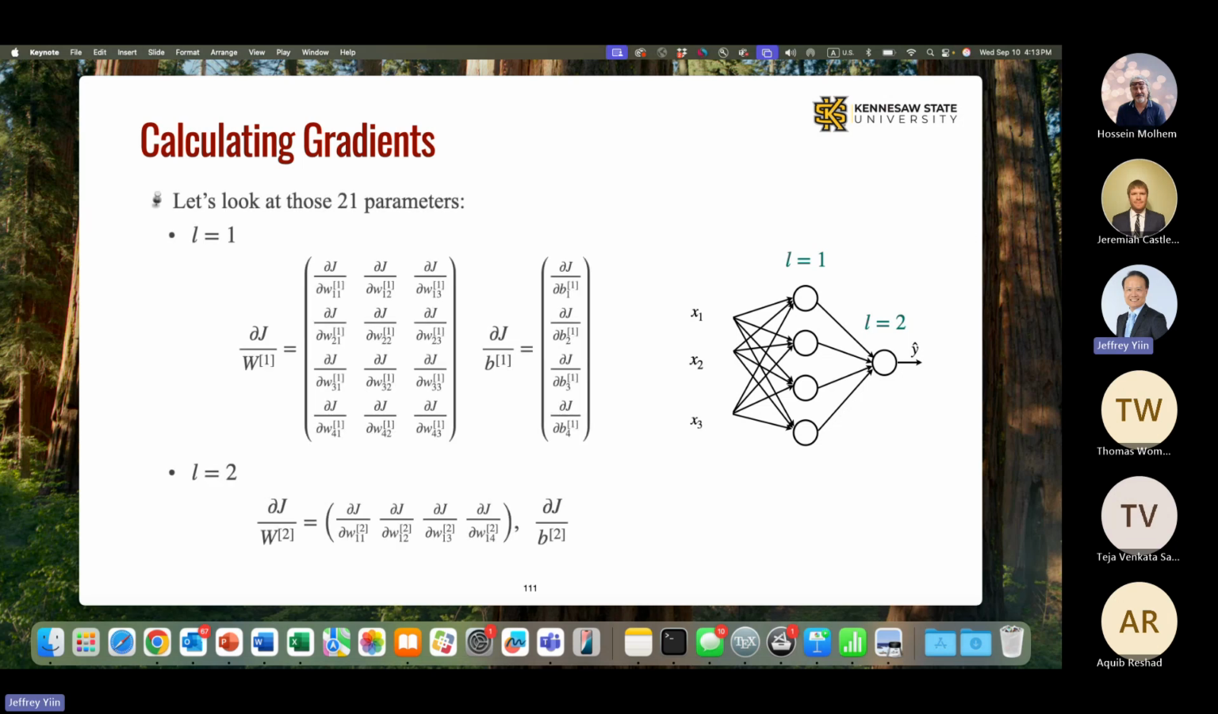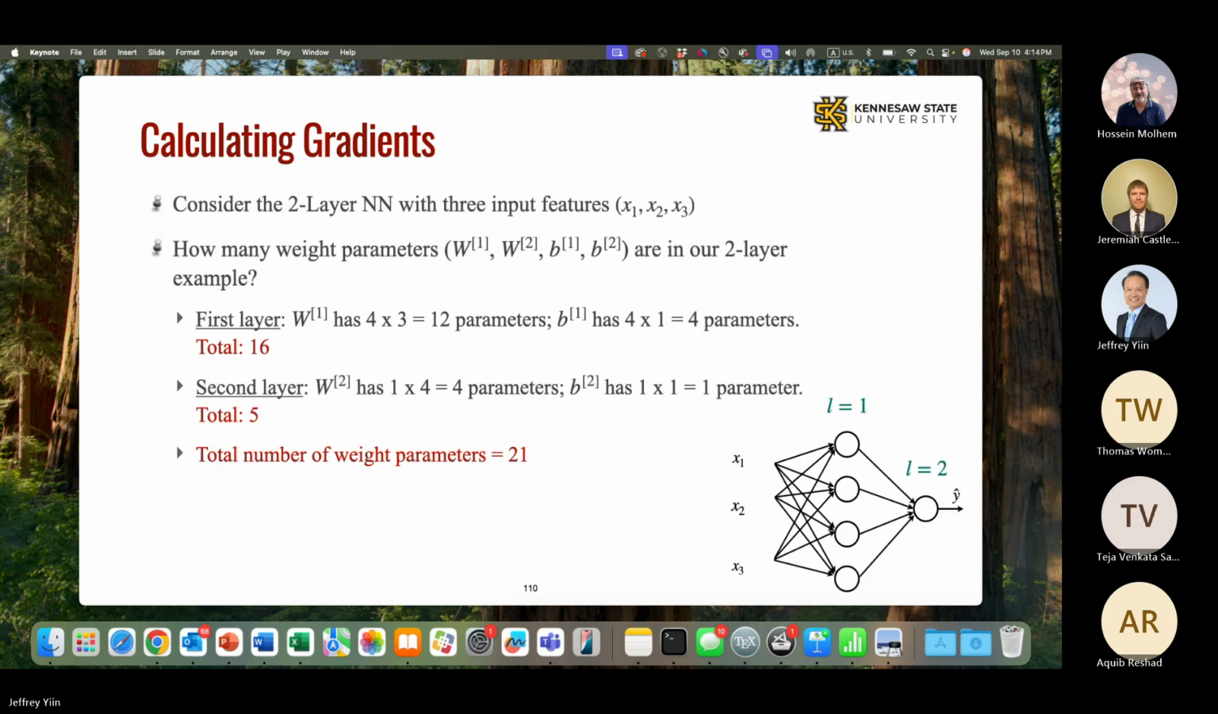I want you to visualize and write down what are those partial derivative gradients that we need to calculate. The gradient we're talking about is actually a vector, but in this case, it's a matrix. We have 12 weights. The bias is 4. We have 4 bias parameters, right?